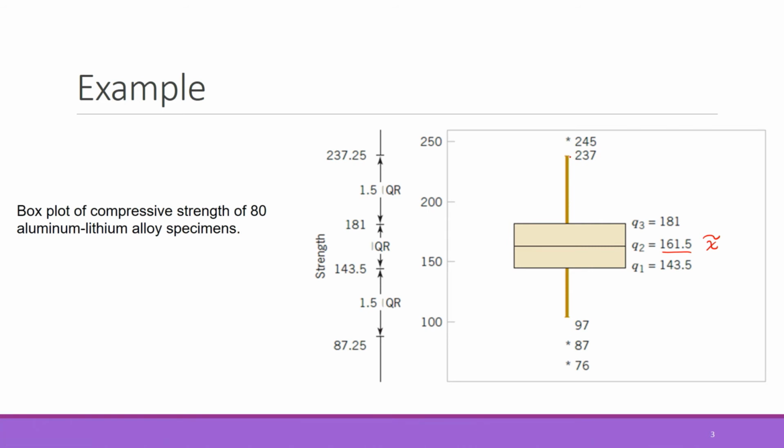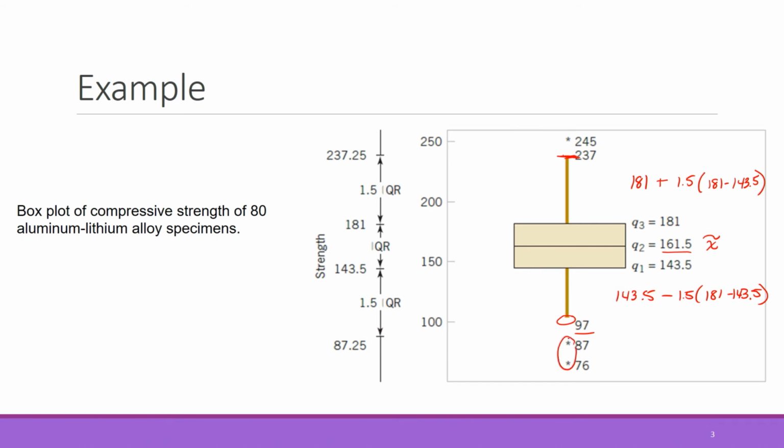And then our whisker goes to that point right here where you take Q3 plus 1.5 times the IQR. So you would take 181 plus 1.5 times the IQR, which was 181 minus 143.5. And the largest data point that's within that, that's where it goes. And that was at 237. Same thing over here. We get 143.5 minus 1.5 times the IQR, and then the smallest data point, which was 97, lies there.